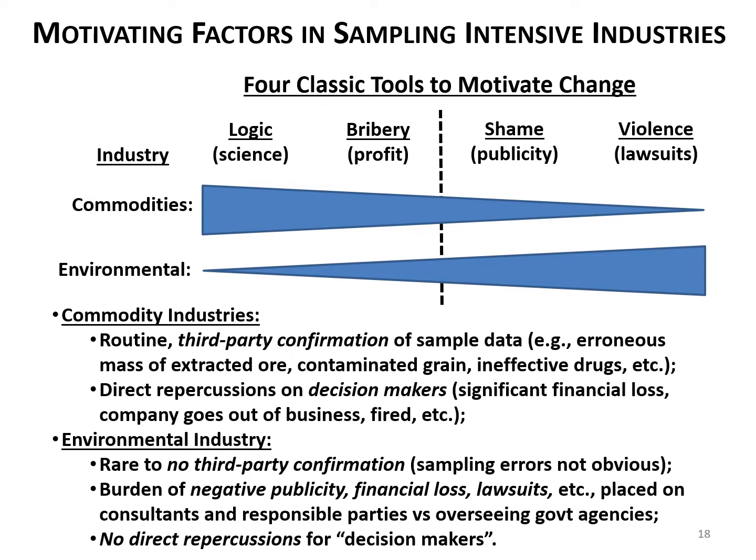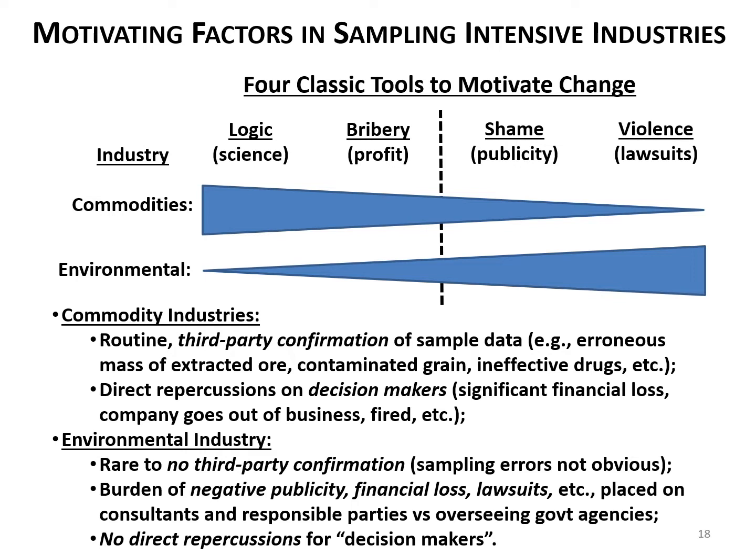So a lot of third-party confirmation for the commodities industry. And again, there are very direct repercussions on the decision makers, the people that said, here's how you go take the sample, here's how you evaluate the data. It could be significant financial loss if they don't do it right. A company goes out of business, you get fired or whatever. So there's this motivation to continually evolve the way you're collecting samples and make it more and more precise and more accurate. Environment industry, that's a big difference.